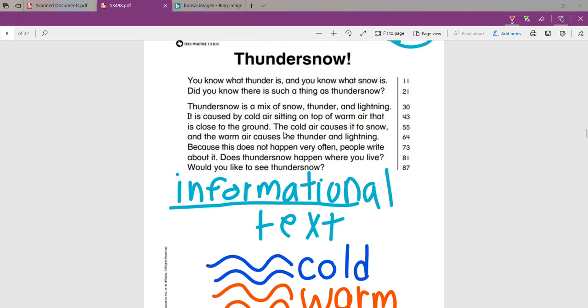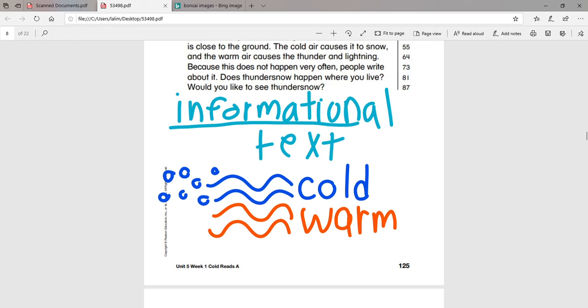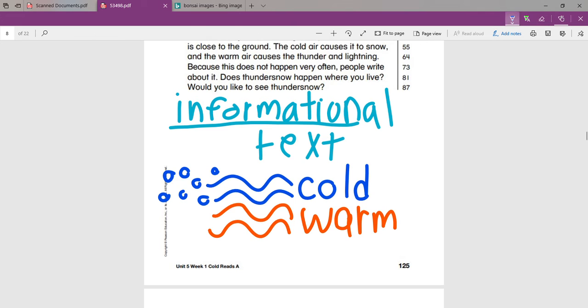Let's keep reading up here. The cold air causes it to snow. And the warm air causes the thunder and lightning. Oh, so the cold air causes the snow. Here's my snow. Does that look like snow? And the warm air causes the lightning and the thunder. I don't know how to draw thunder, but there's a lightning.